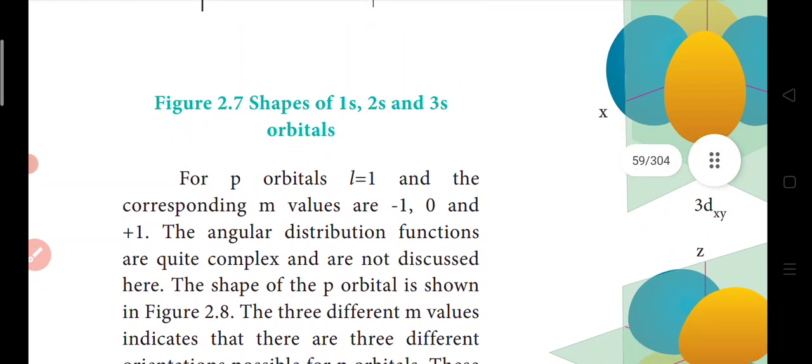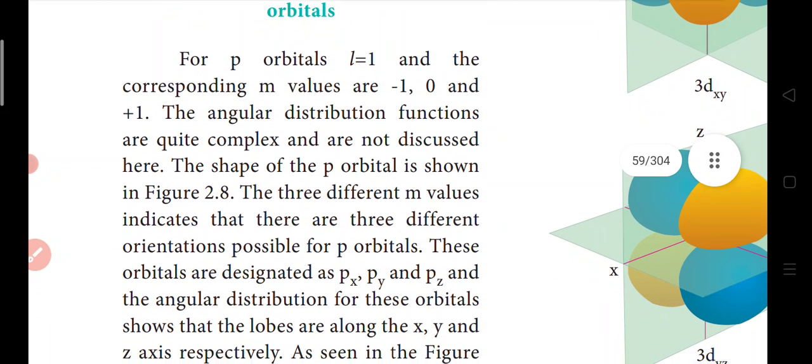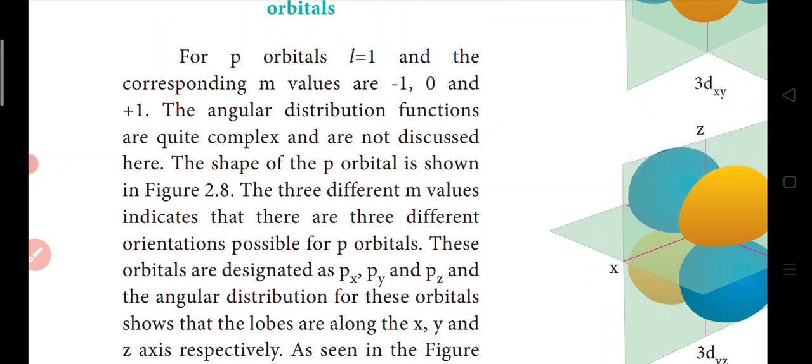Now p orbital paathinga L is equal to 1 appadina, it is a minus 1, 0 and plus 1 corresponding m value. So which means it has three different angular distributions. So the angular distribution functions are quite complex, so we are not discussing here. So we are just going to the shape alone. The three different shapes indicate three different orientations. So minus 1, 0, plus 1 nu solranga. So three different orientations possible na solranga. They are px, py and pz.